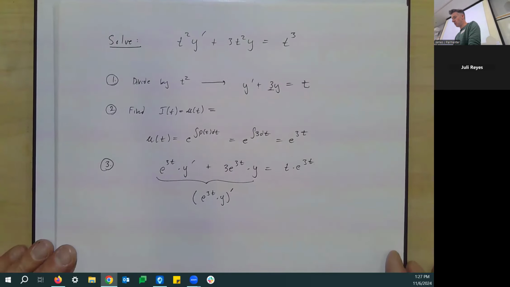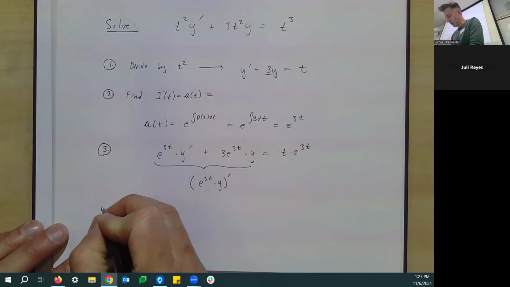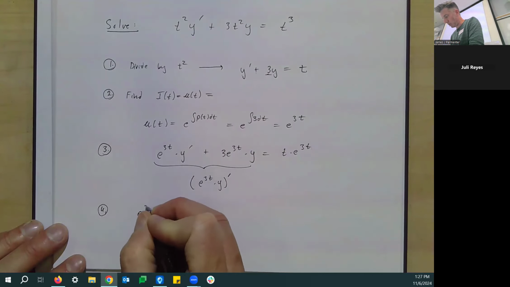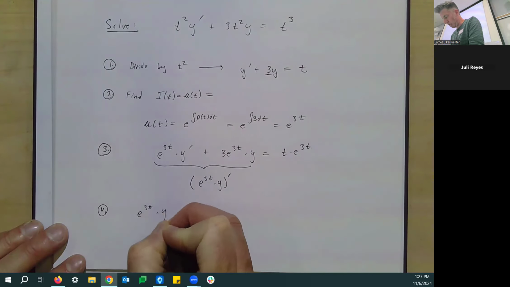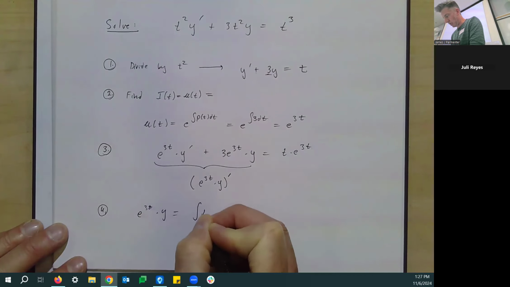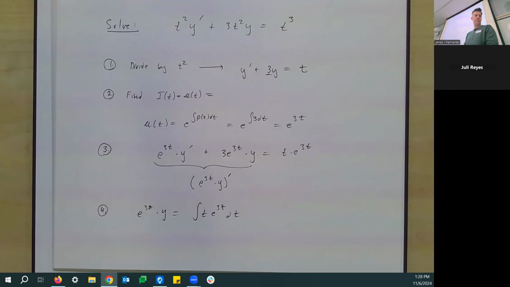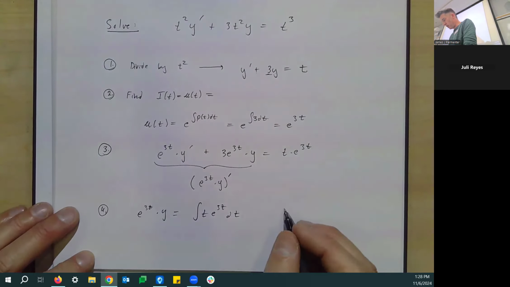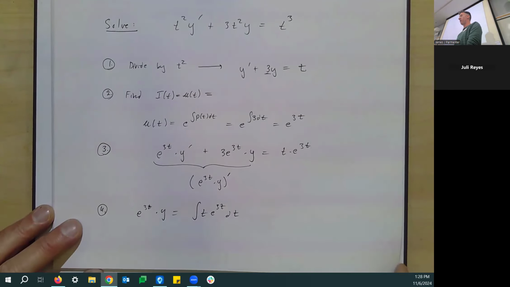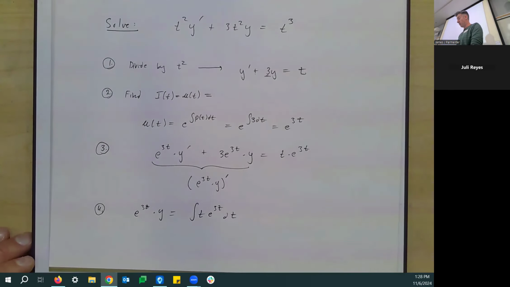Which means we can then jump to saying that e to the 3t times y is equal to the integral of t e to the 3t dt. And so then we integrate the right-hand side using whatever method is appropriate. In this case, it is integration by parts.